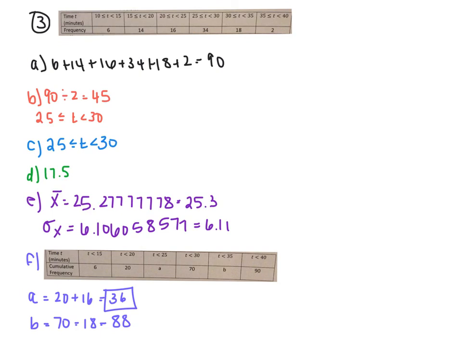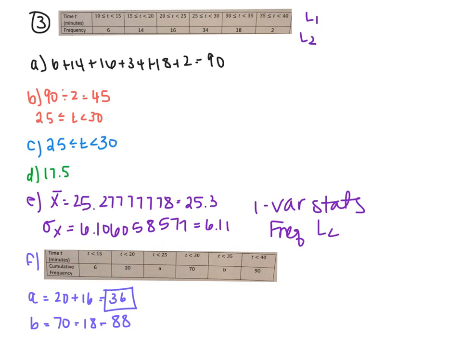Part E wants us to find the mean and standard deviation times. So you use your graphing calculator and you enter the mid-intervals of the times as list 1, and you enter the frequencies as list 2, and you go into one variable stats and make sure you tell it that you have a frequency list of list 2, and that will give you this information, a mean of 25.3 and a standard deviation of 6.11.